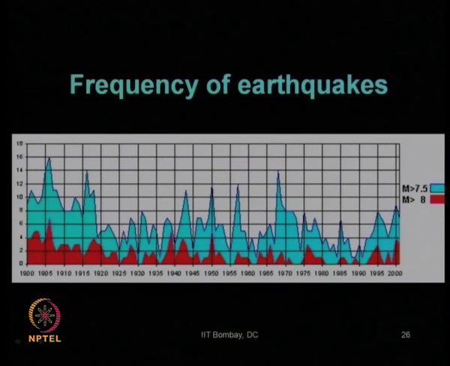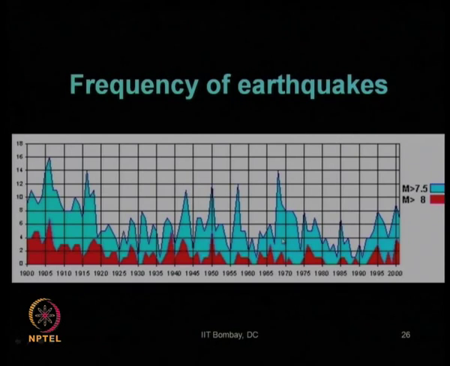This shows the frequency of the earthquake worldwide. These red colors are magnitude more than 8. This is from 100 years of record, 1900 to 2000. So, the y axis is showing frequency, meaning the number of earthquakes. So, many earthquakes of more than 8 occurred. Beyond 2000, if we plot up to 2012, again you will see there are many more such red colored earthquakes which have occurred during the last 10, 13 years. And more than 7.5, there are so many, of course.